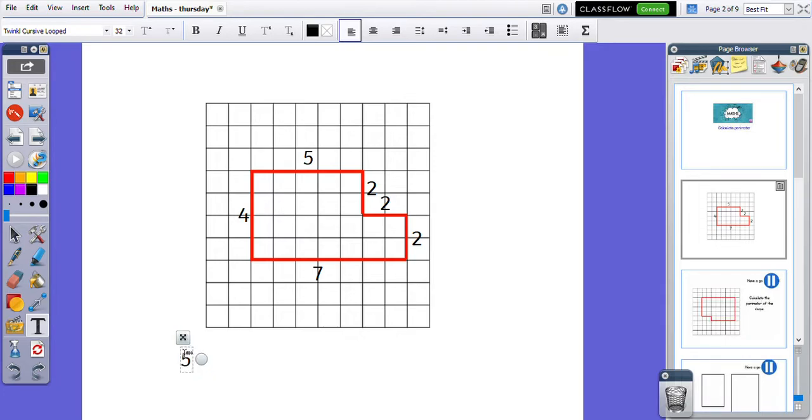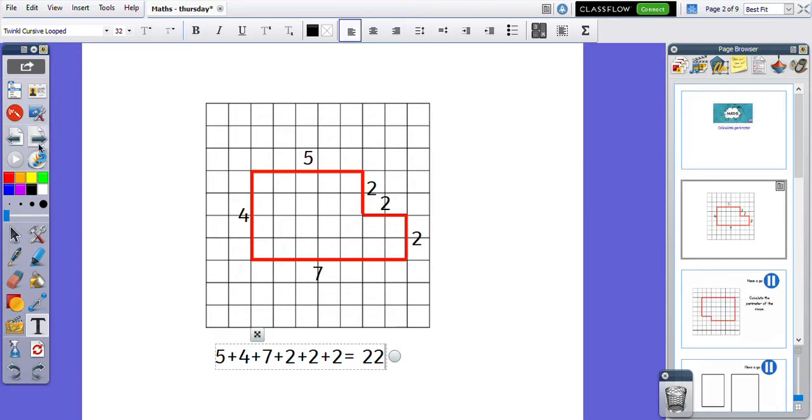So we've got 5, add 4, add 7, add 2, add 2, add 2. Okay? So 5 add 4 is 9. Add 7 is 16. Add 2 is 18. Add 2 is 20. Add 2 is 22. So the length of the outside of our shape is 22.